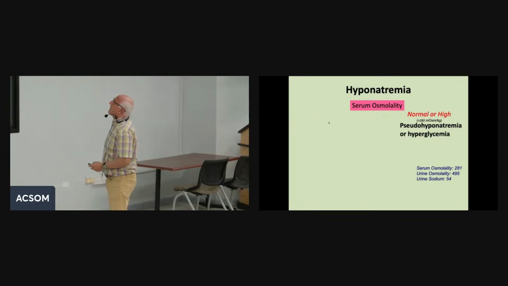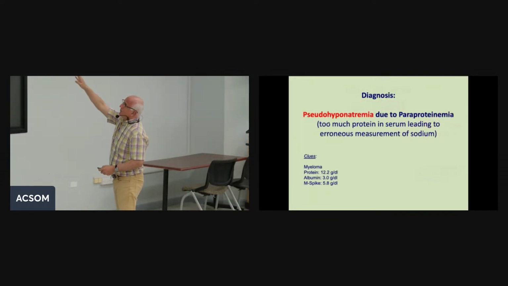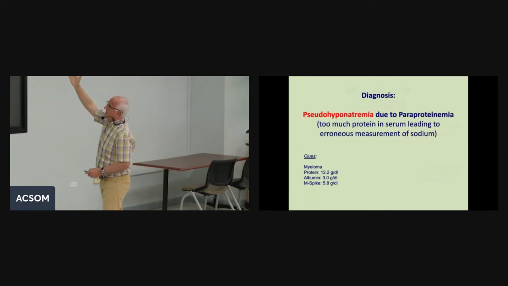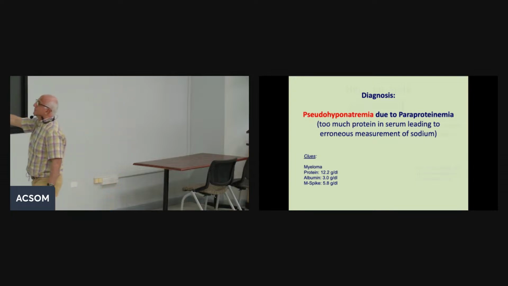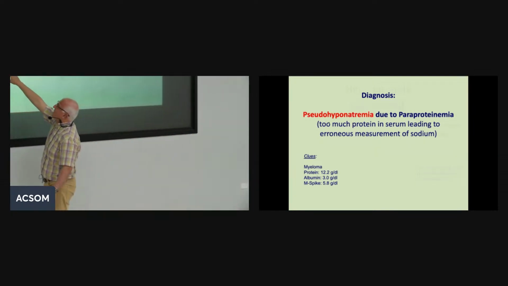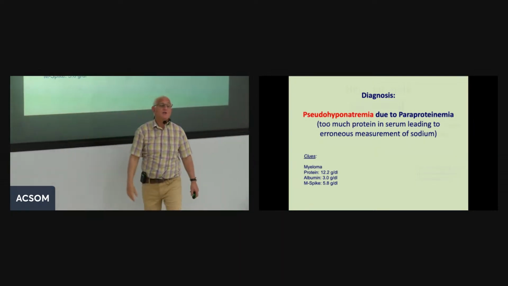So we had pseudo hyponatremia due to paraproteinemia in multiple myeloma, and you see the protein was 12.2. We already know that it was super high. So what did we tell them?